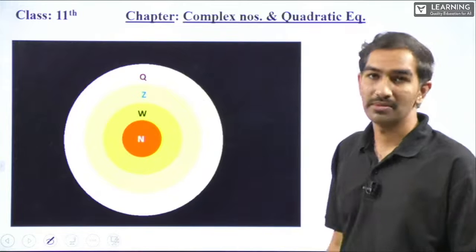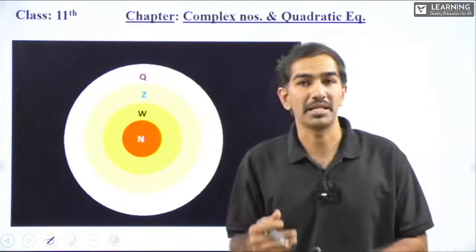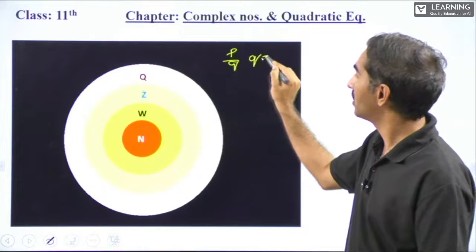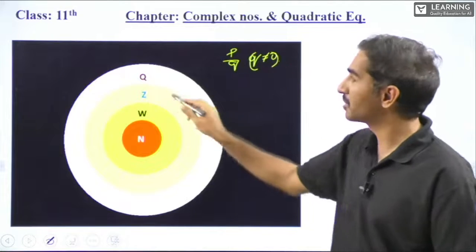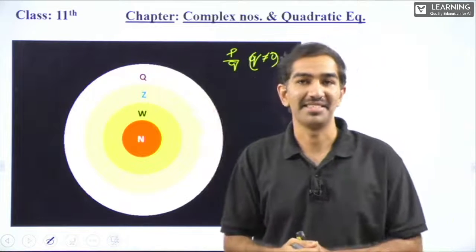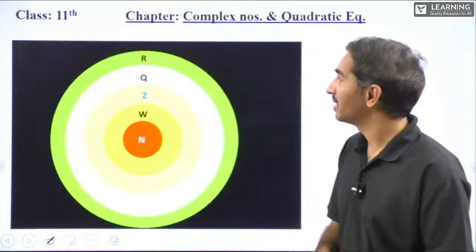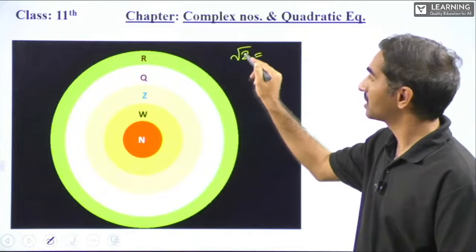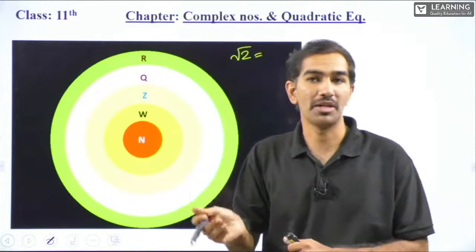Rational numbers Q. So what is a rational number? Any number which can be expressed in the form of P by Q, where Q is not equal to 0, that type of number is called what? A rational number, correct? Moving on to the next one. Real numbers. So there are a few irrational numbers also, right? Like root 2. You cannot express this in the form of P by Q, where Q is not equal to 0.